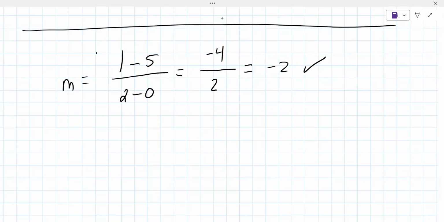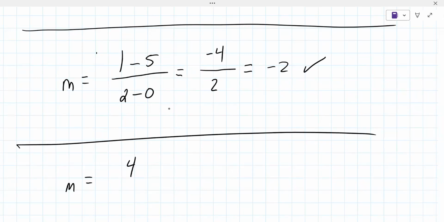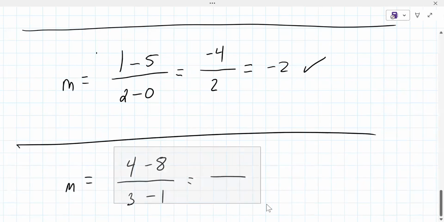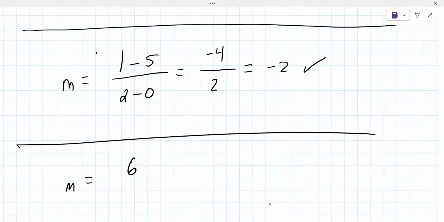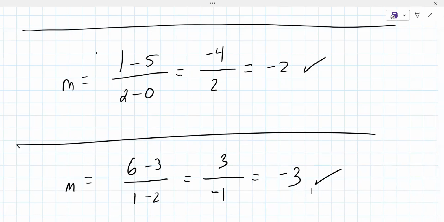Okay, let's try another one. Let's say a new problem. Sorry, that was a mistake. Let me redo this one. Let's go 6 minus 3 over 1 minus 2. 3. And then -1. Right. -3. Good. Okay, so these are the easy ones, the plain ones.